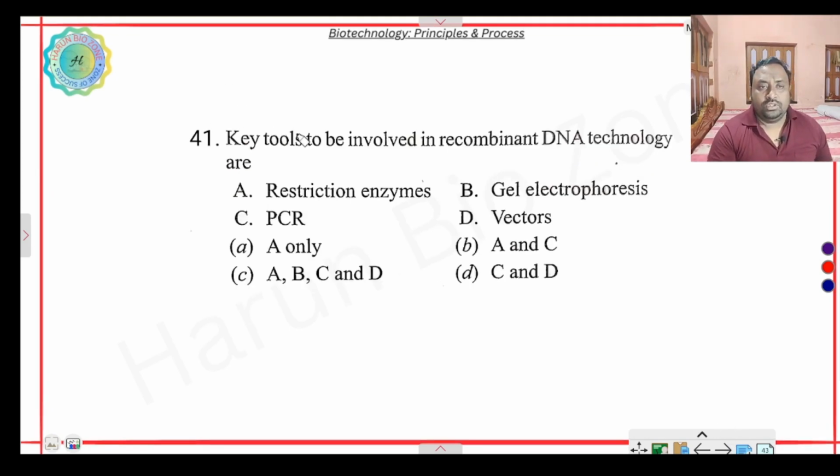Key tools involved in recombinant DNA technology. So, which tools are used? Restriction endonuclease for cutting the DNA into small fragments, PCR to amplify the DNA, gel electrophoresis to separate the DNA on the basis of size, and vectors that carry the DNA into the host cell. So, here the correct option is C.